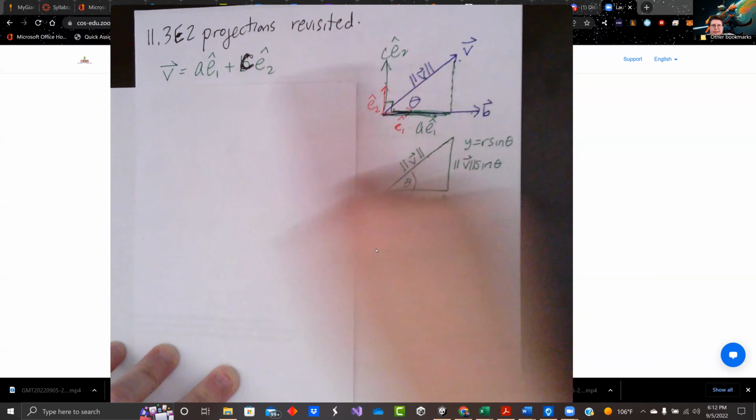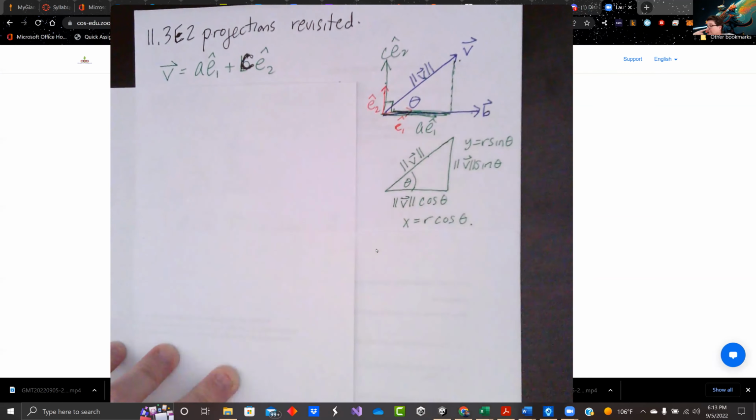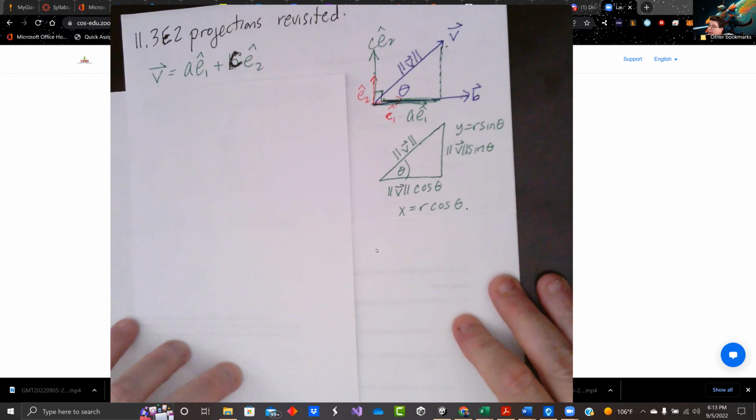I initially wrote B there, but I have a B vector, and I don't want to confuse it. We're going to do it that way.